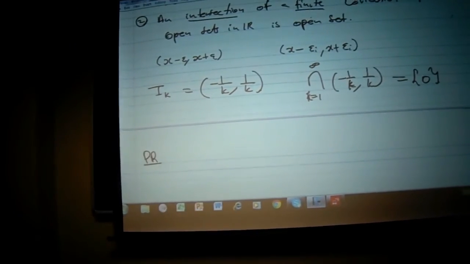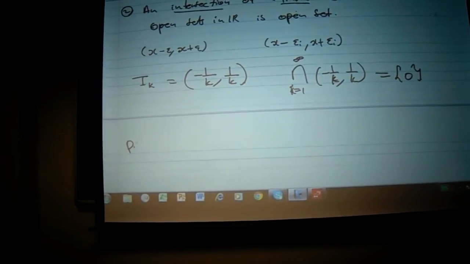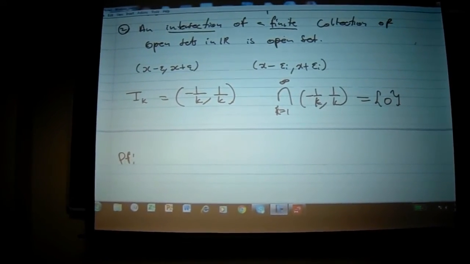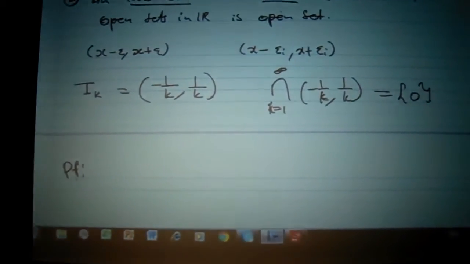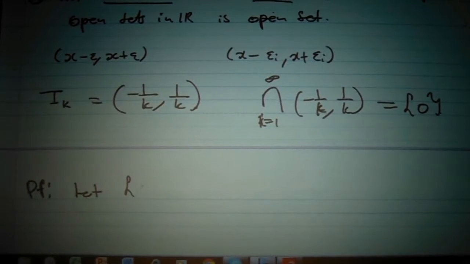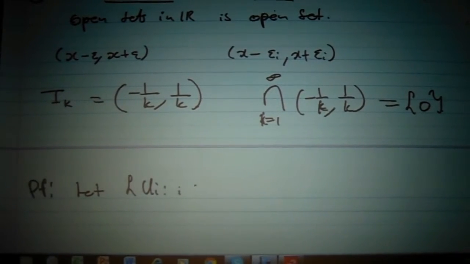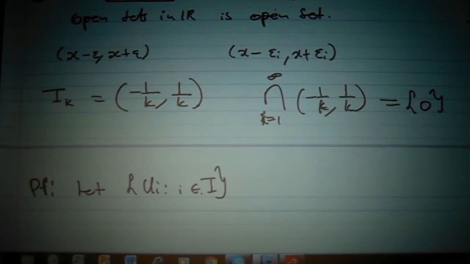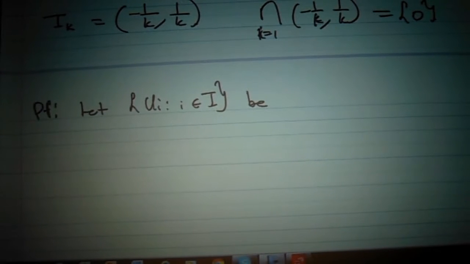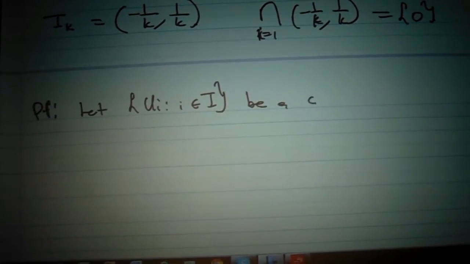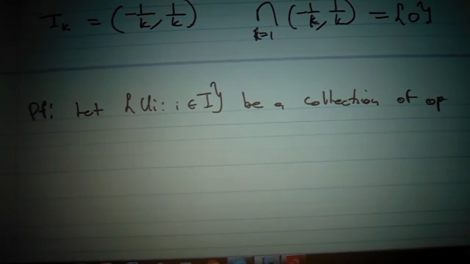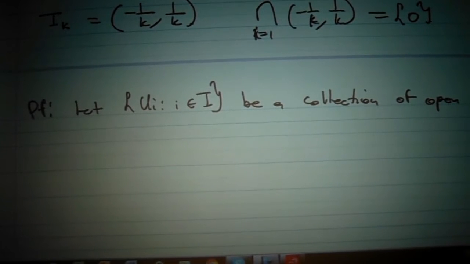Okay. Yes. So what we know is the following. We just take an arbitrary union of a collection of open sets. So I'm going to say let U_i, i in some index set I, be, right, we don't specify what the big I is, a collection of open sets in R.